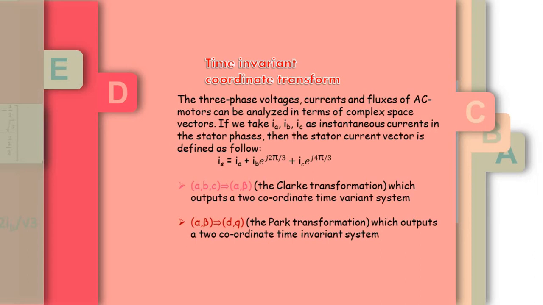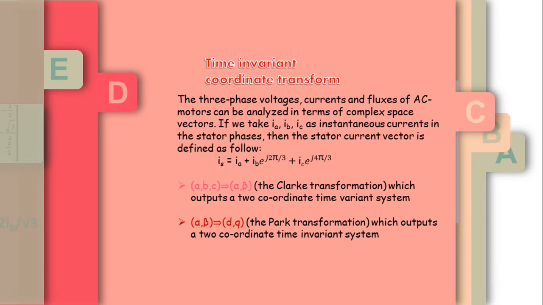The three-phase voltages, currents and fluxes of AC motors can be analyzed in terms of complex phase vectors. If we take IA, IB, IC as instantaneous currents in the stator phases, then the stator current vector is defined as follows: IS equals IA plus IB times e^(j2π/3) plus IC times e^(j4π/3), where A, B, C are the axes of the three-phase system. This current space vector represents a three-phase sinusoidal system. It needs to be transformed into a two coordinate time invariant system.